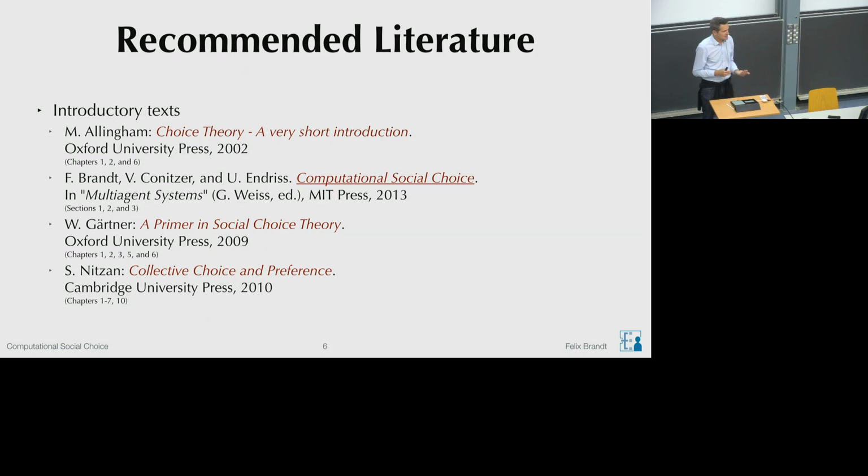It's mostly for people who maybe want to see a different perspective. Different people explain things differently. Maybe you don't like my style of explaining things, or you want to look up a definition somewhere else. Then there are lots of books on social choice theory, and here are some examples. I also noted which chapters are relevant from these kinds of books. These are all introductory texts.